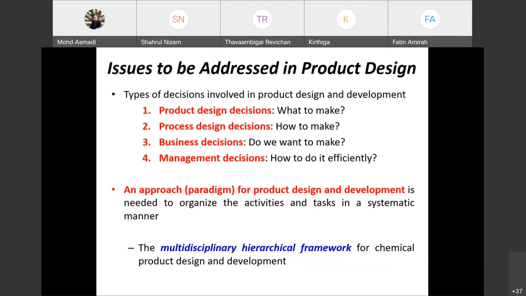If you want to produce a product, you want to make a product design. An approach or paradigm for product design and development is needed to organize the activities and tasks in a systematic way. So starting from the materials, there is a prototype, and before we launch it to meet the consumer, all those phases we have to consider. Later I will explain all the phases, as well as the seven job functions. So the multidisciplinary hierarchical framework for chemical product design and development is the framework. Later I will explain.